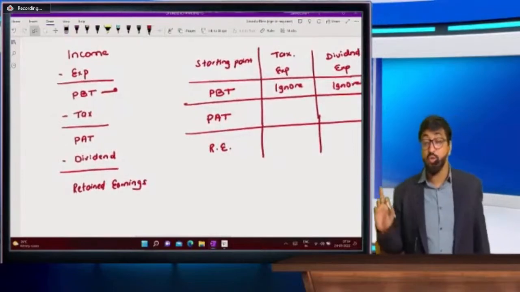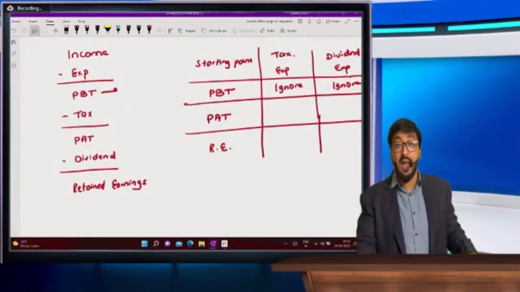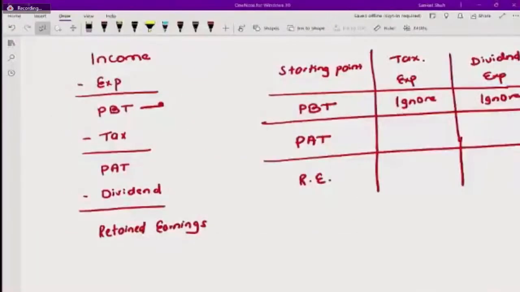Now you saw that Reliance report. In that, profit before tax is a starting point. So you should not add tax and dividend in that case. Why are we adding this? Because tax is a separate head and dividend is a financing activity. So we have to add it.